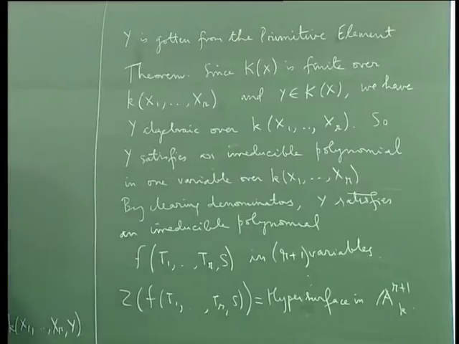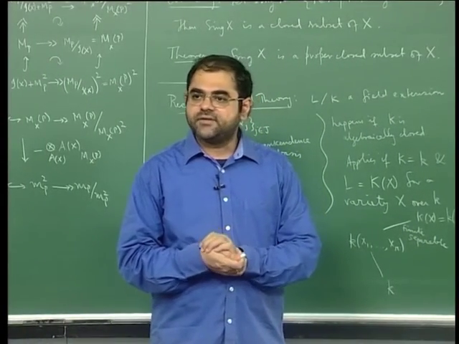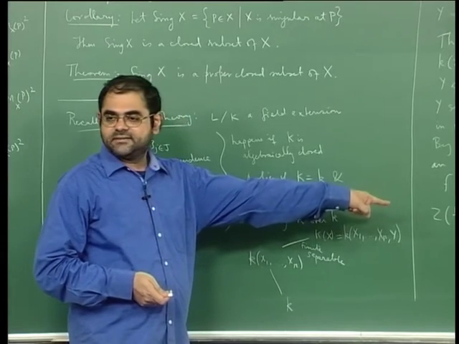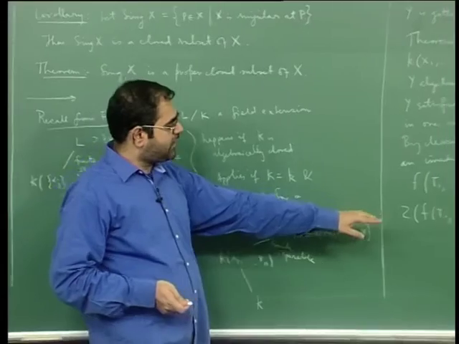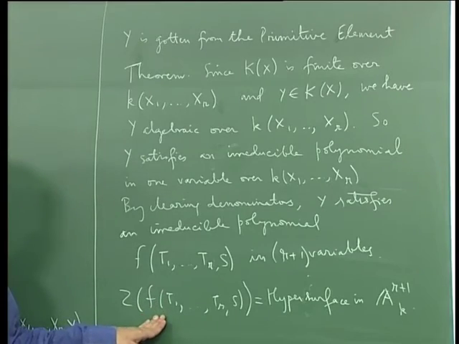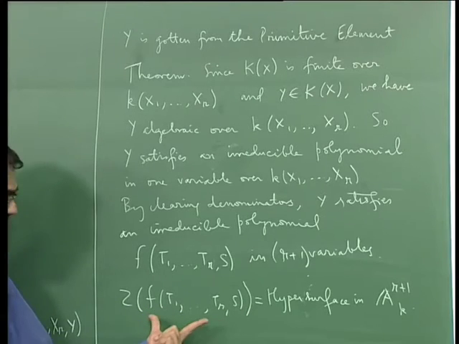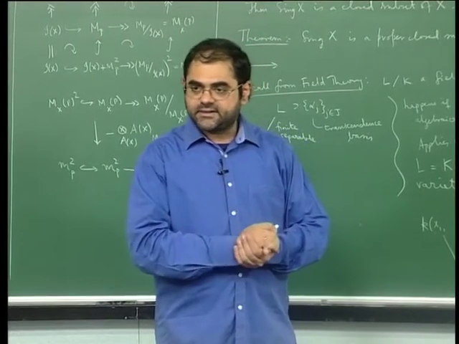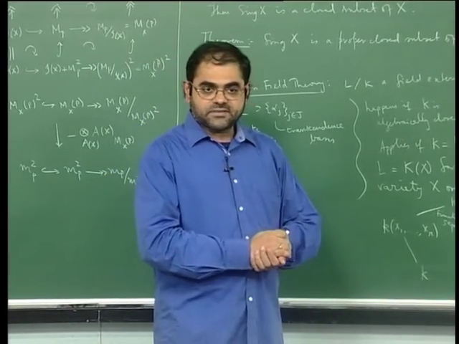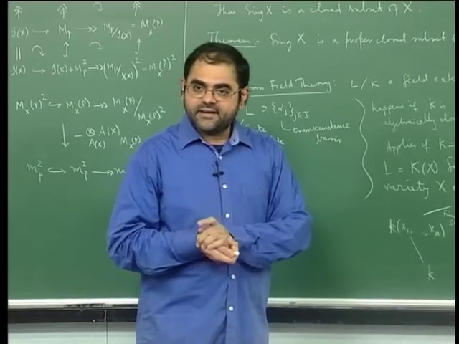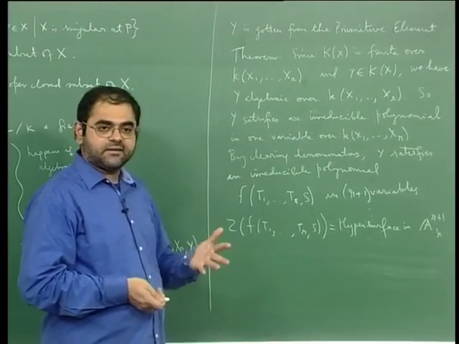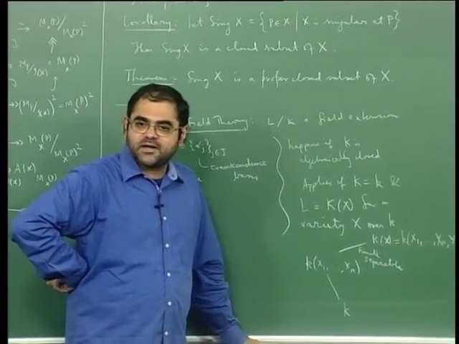And for this hypersurface, what is the function field? The function field will precisely be k(x), okay. How do you get the function field of this hypersurface? You first get its affine coordinate ring, which is gotten by taking the polynomial ring in r plus 1 variables and dividing by f, because the ideal of the hypersurface is generated by f. Then you take its quotient field, alright. The moment you divide by f and then invert everything, you will get back k(x), because that is how f was gotten.